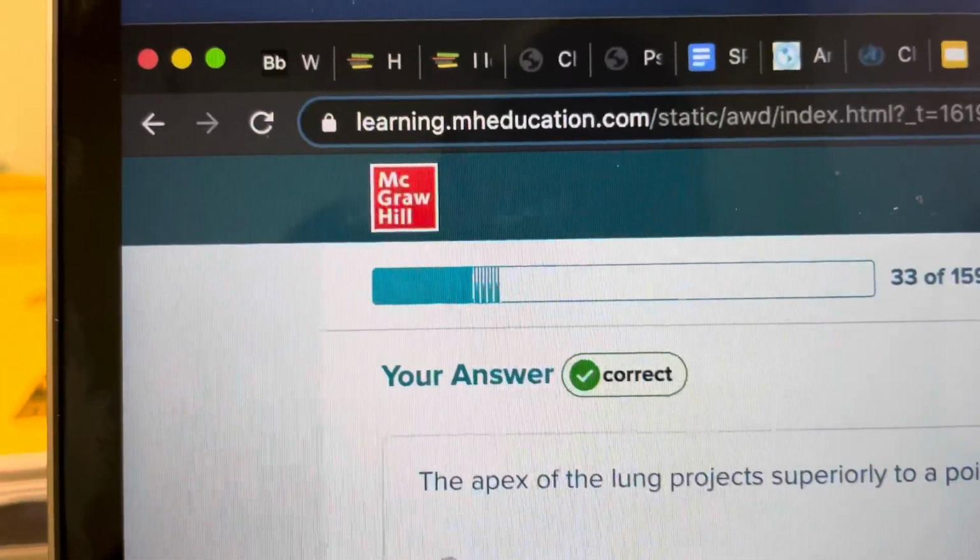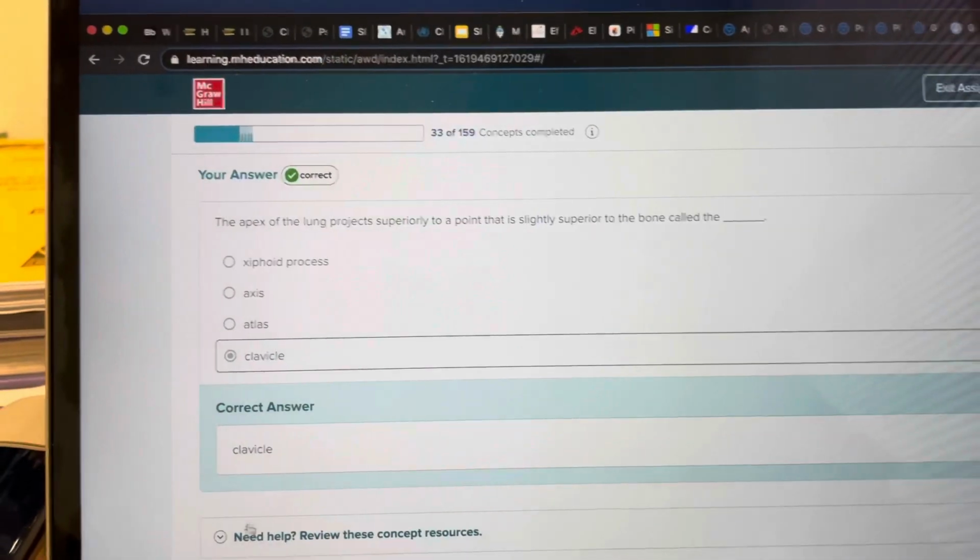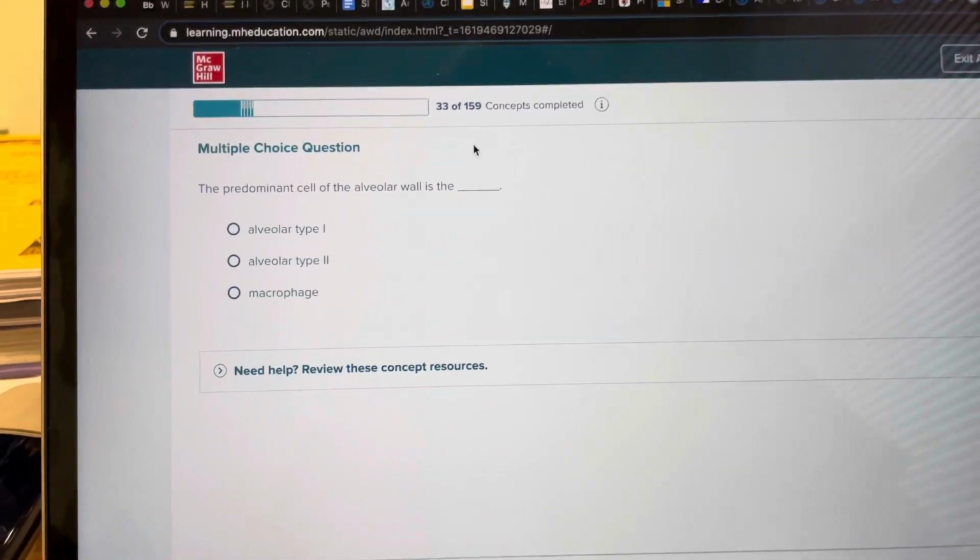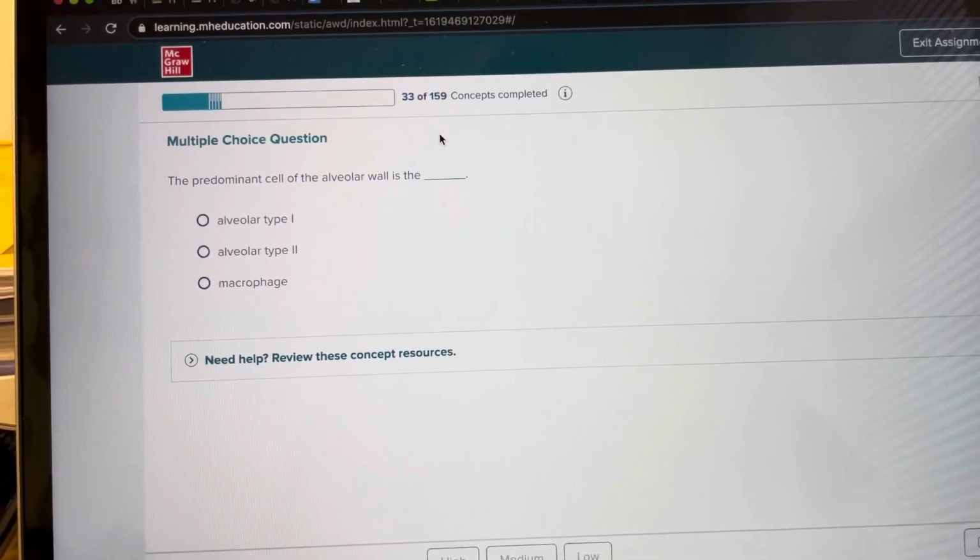And then this number doesn't change up here because you have to get 2 questions correct in order to move up. So the minimum number of questions that I'm going to have to complete is 318. So let's keep going.